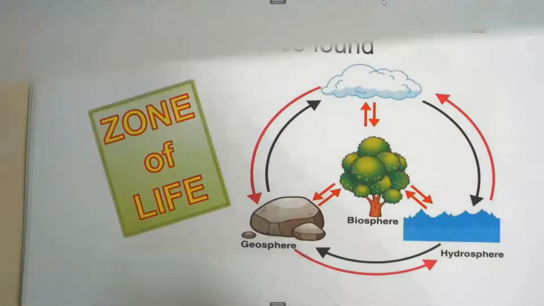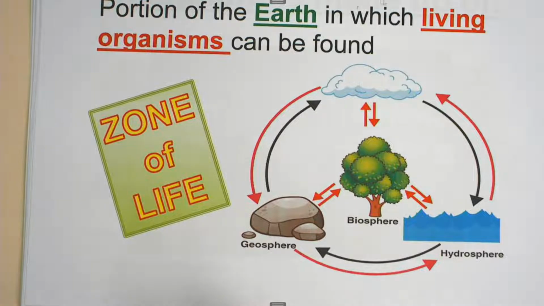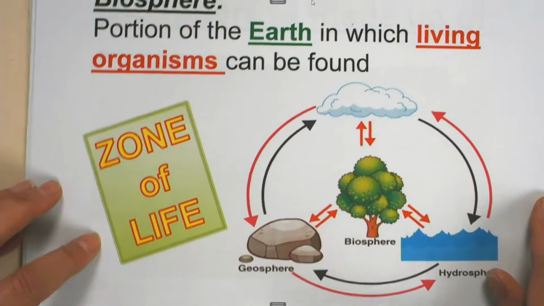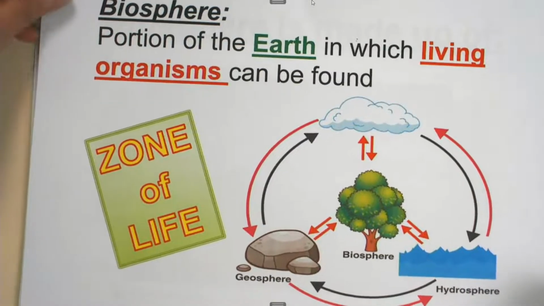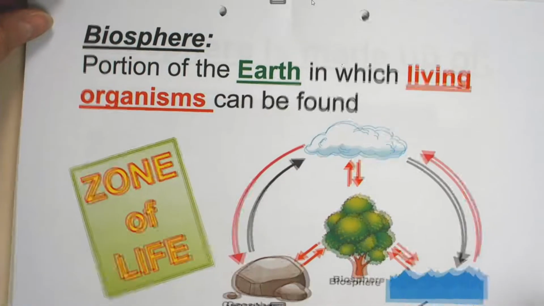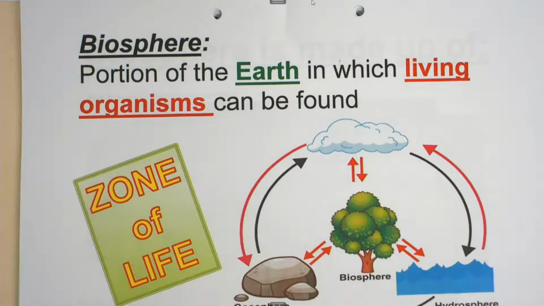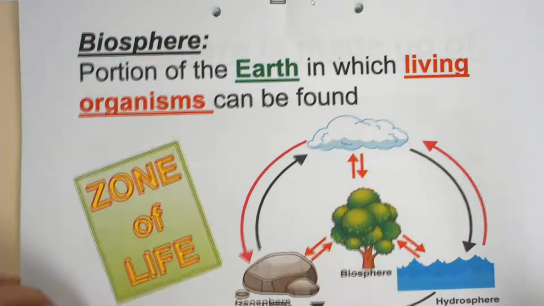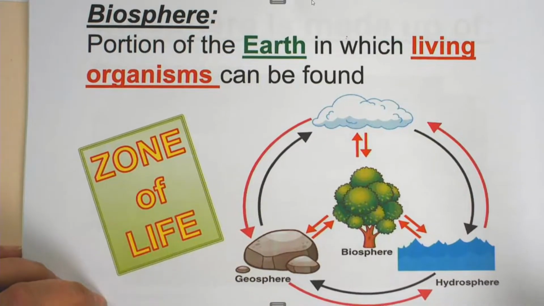Okay, the first topic that we need to look at is the biosphere. What is a biosphere? You will know already that when we talk about a sphere, that is something that is round. And when we talk about bio, that is biology, the living things. So here in this picture, let me just move it a little bit for you so that you can see.